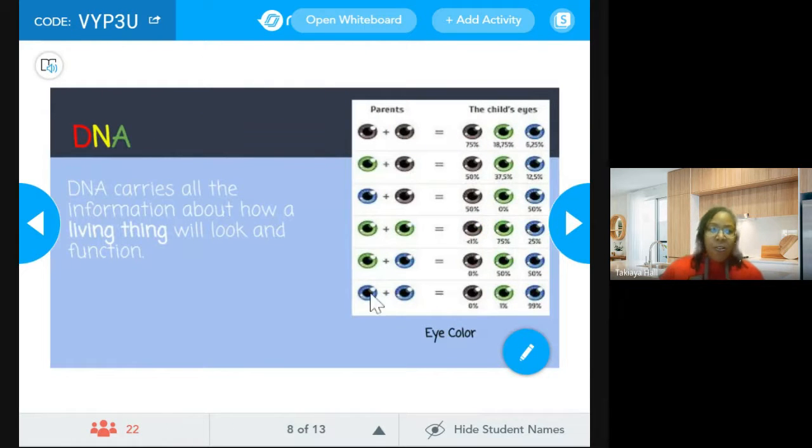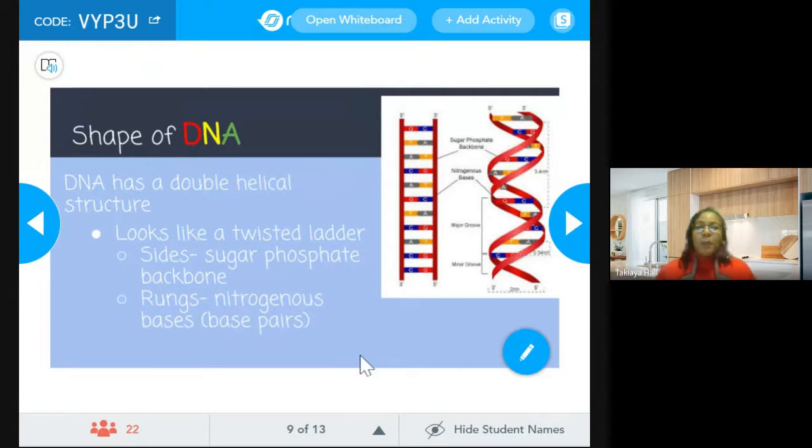All right, so DNA carries all of the information about how a living thing will look and function. For instance, DNA is responsible for eye color, hair color. So it's responsible for a whole lot of things. And like it says, it carries all of the information about how a living thing will look and function.